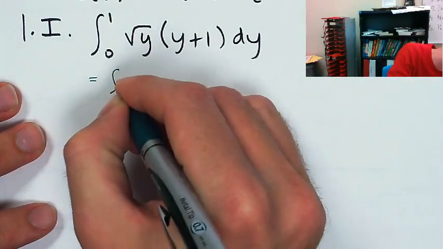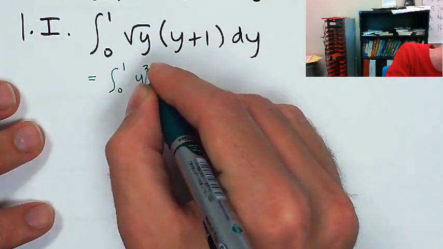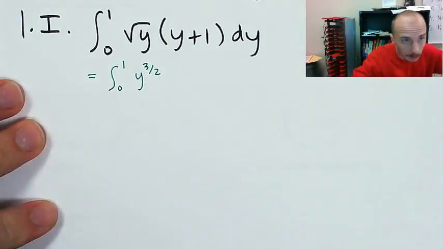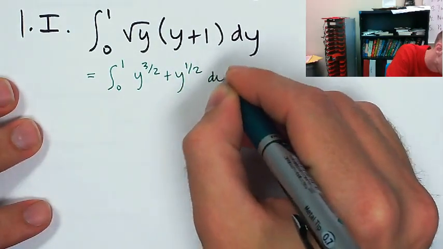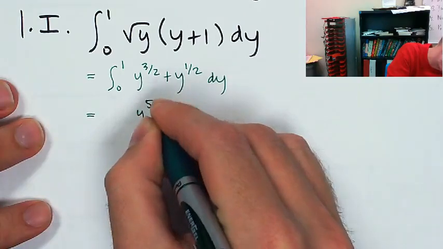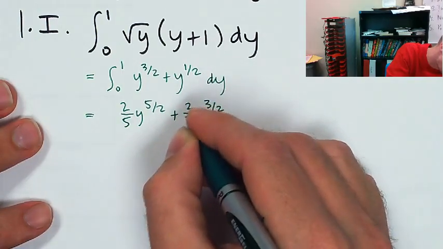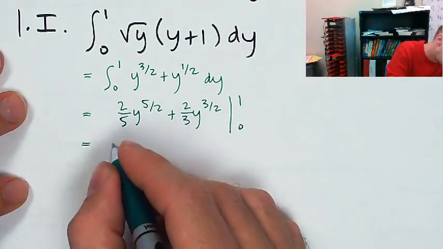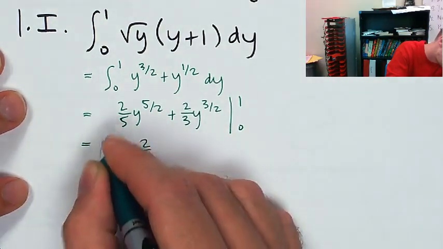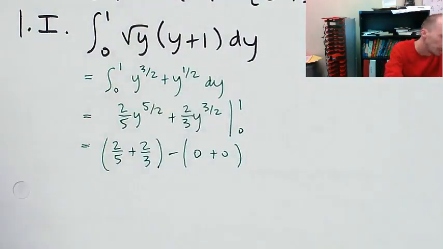So this becomes the integral from 0 to 1 of y to the 1/2 times y, which is y to the 3/2, y to the 1.5, plus, when I distribute that square root, just y to the 1/2. Anti-differentiate: add 1 to the power, divide by the new power, and do the same for the other term. Let y run from 0 to 1. When y is 1, I'll have 2/5 plus 2/3, and when y is 0, I'll have 0 plus 0. And there we've got a value for that integral.